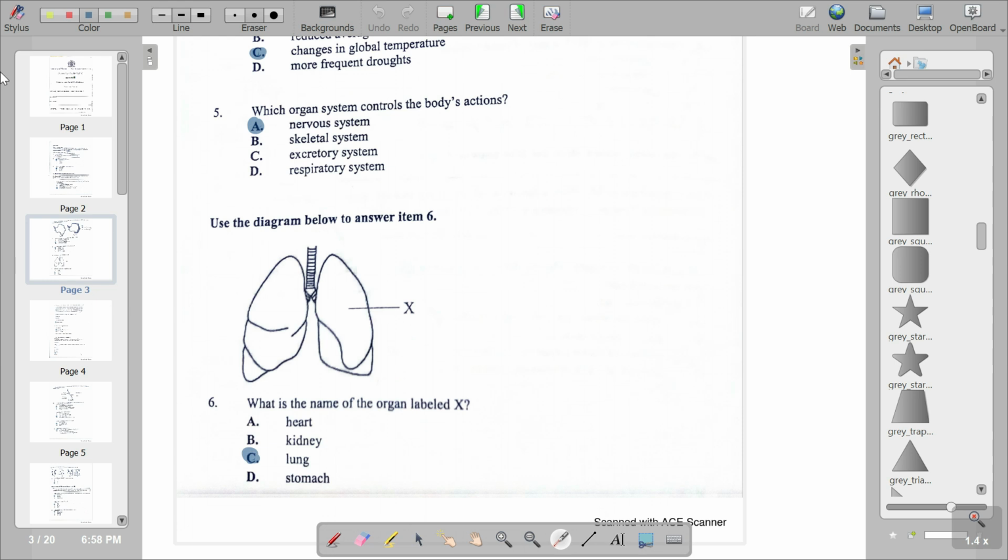All right, let's move on. It says use the diagram below to answer item 6. So it shows an X, and it shows that the X is pointing here. It says, what is the name of the organ labeled X? This definitely is the lung.